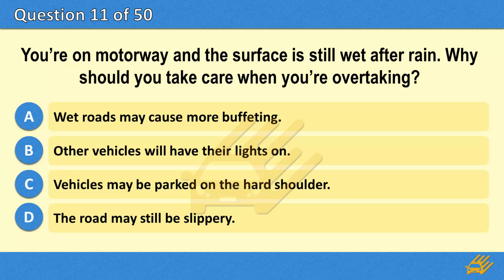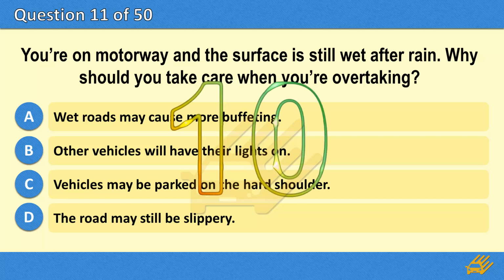You're on a motorway and the surface is still wet after rain. Why should you take care when you're overtaking? A. Wet roads may cause more buffeting. B. Other vehicles will have their lights on. C. Vehicles may be parked on the hard shoulder. D. The road may still be slippery.